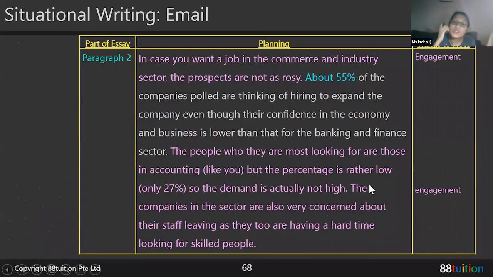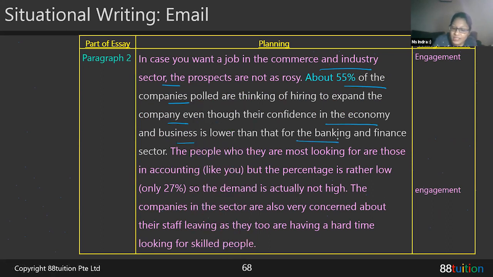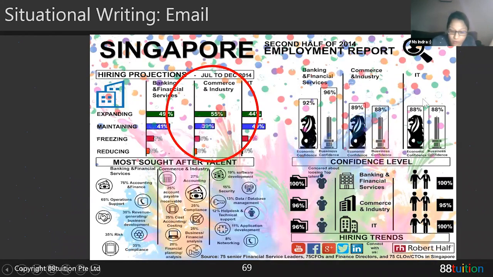Okay, so in case you want a job in the commerce and industry sector, the prospects are not as rosy. About 55% of the companies polled are thinking of hiring to expand the company even though their confidence in the economy or business is lower than that for banking and finance. Now over here we look. So 55%, not as high, but they're still looking to hire.